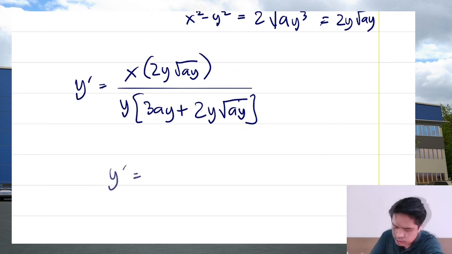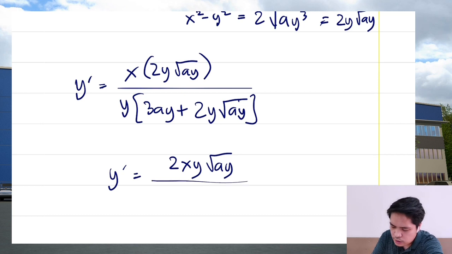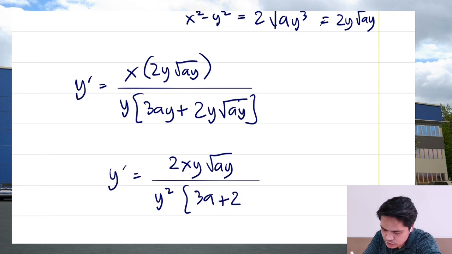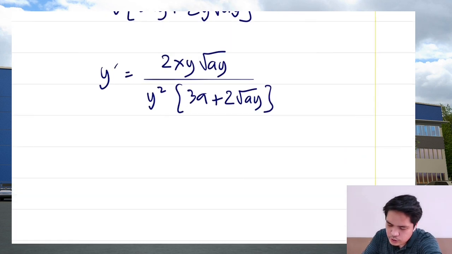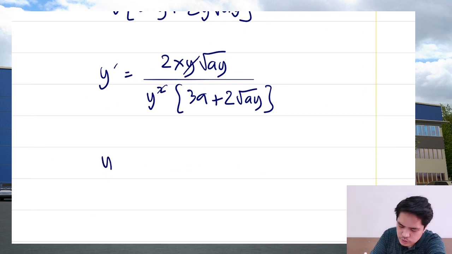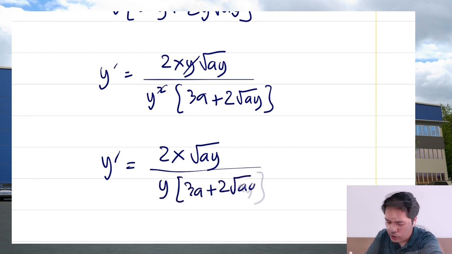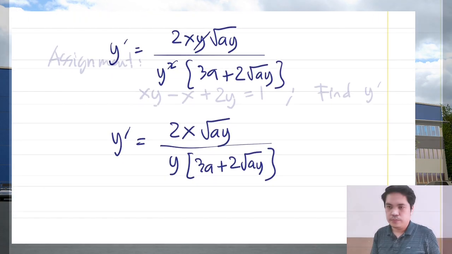Ayan. So, write ulit natin. So, that will be 2xy square root of ay. Pwede ganito yung answer natin. Over, wala namang factor out. We could factor out y, oh. Could factor out y. Okay, let's factor out y. So, may y squared na siya dito. We'll have y squared and ma-cancel out. That will be 3a plus 2 square root of ay. Ayan, we could cancel out pa to. So, y prime could be 2x square root of ay over y times 3a plus 2 square root of ay. Okay, that could also be our answer.